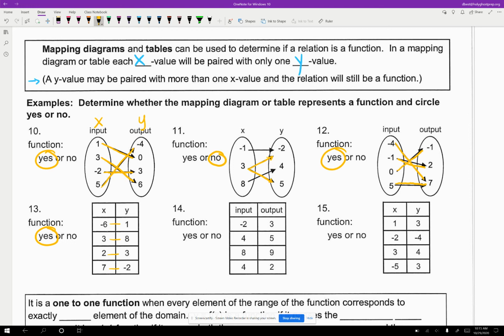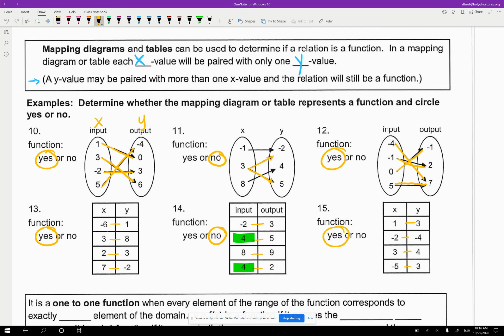In number 14, I've got -2 with 3, 4 with 5, 8 with 9, and 4 is now again paired with 2, which means I've got a repeated x value, which means no, this one is not a function. And our last one, no repeated x values.